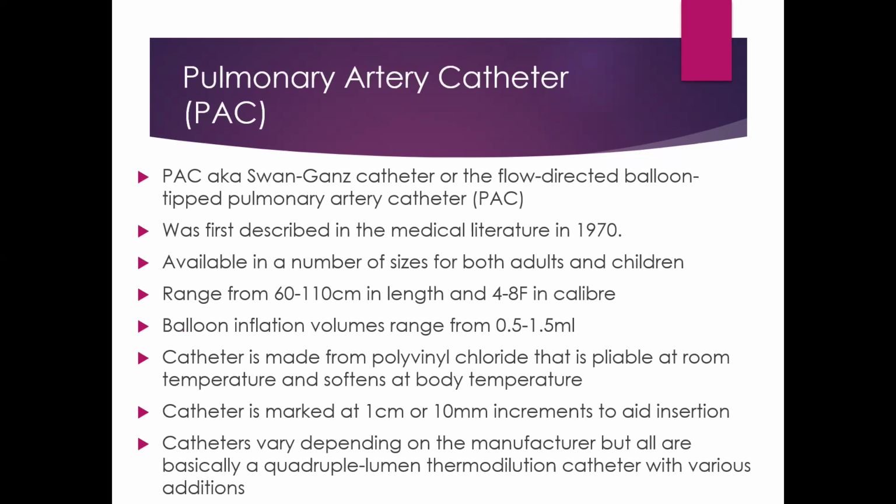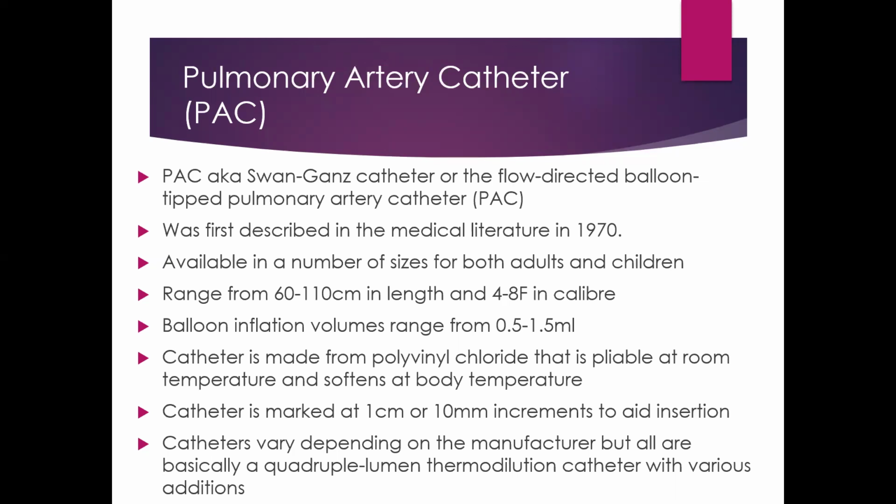So let's look at the pulmonary artery catheter, also known as Swan-Ganz, named after the two men who discovered it. It's also known as the flow-directed balloon-tipped pulmonary artery catheter, and was first described in 1970. It's available in different sizes, ranging between 60 to 110 centimeters in length. The balloon inflation volume ranges between 0.5 to 1.5 ml of air or saline.